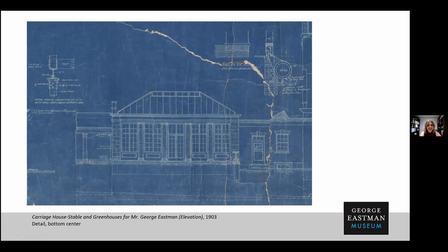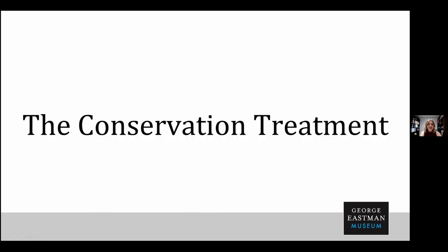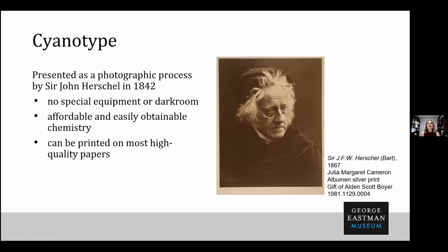There's a lot of tears that are misaligned. And that brings me to the conservation treatment. What am I going to do to help make this condition better than it is right now and make it last longer? And as a conservator, I'm not only thinking about the history of the object, what it's made of, how it was made, how it's been treated so far through its life, but also what are its physical and chemical properties? What do I need to think about before I start a conservation treatment? So I'm going to give you a little science lesson.